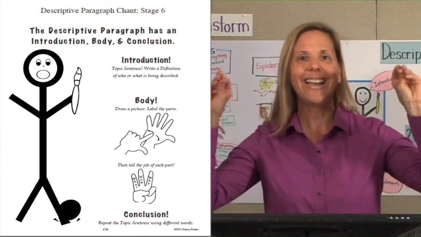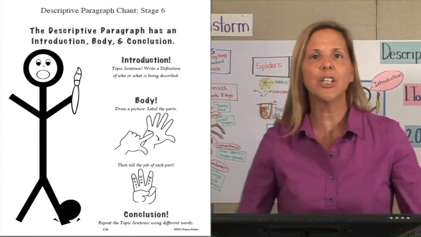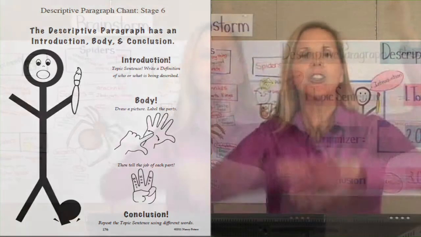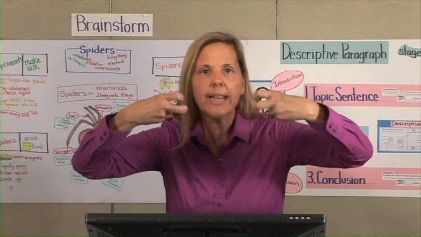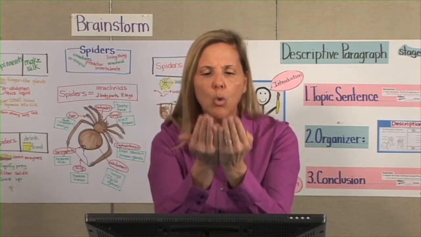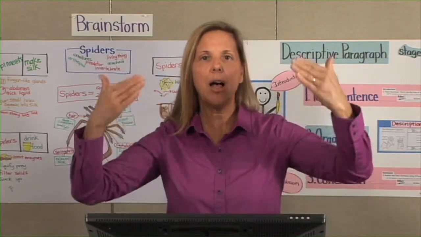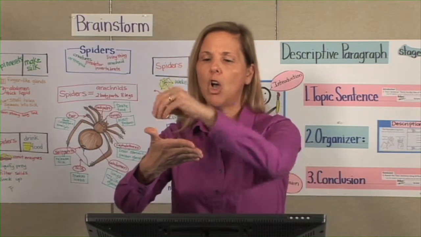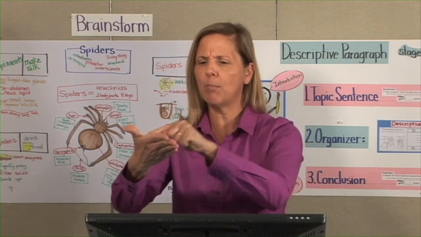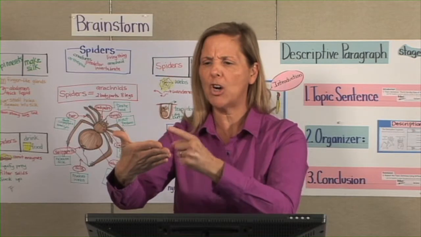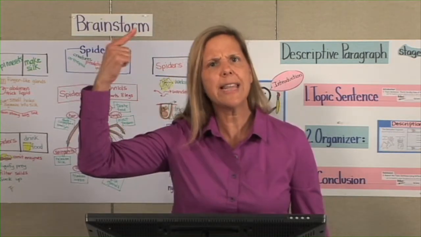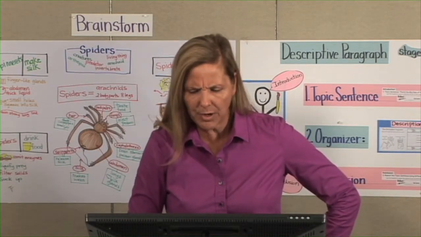Let's go back. Introduction, body, conclusion. Introduction, topic sentence, write a definition of who or what is being described. Body. Draw a picture of the subject, label the parts, and tell the function of the parts. Conclusion, repeat that topic sentence, but use different words.